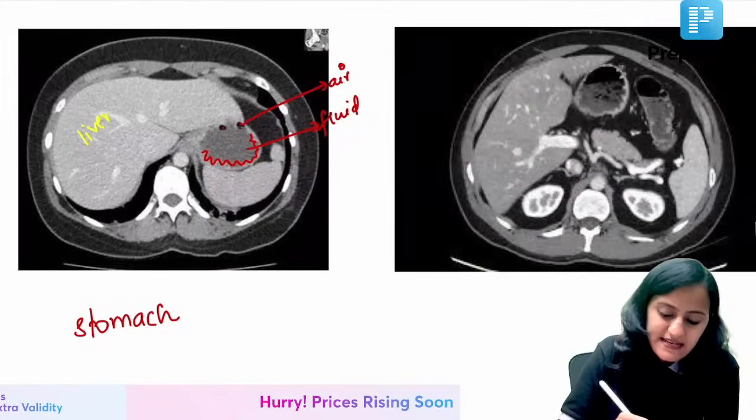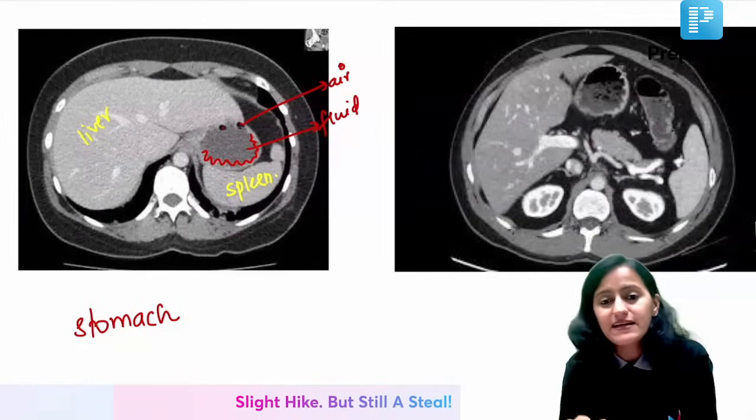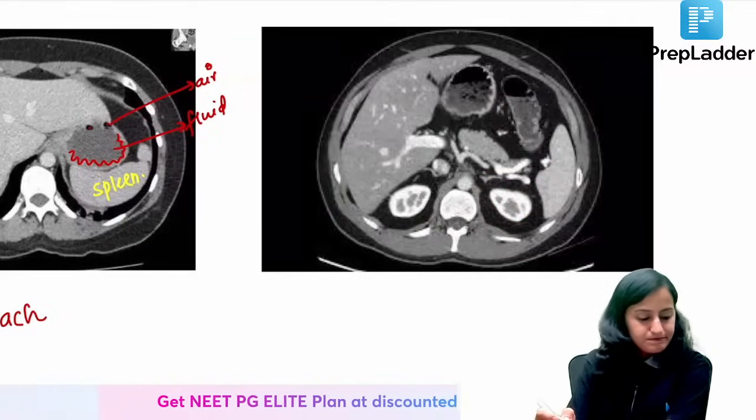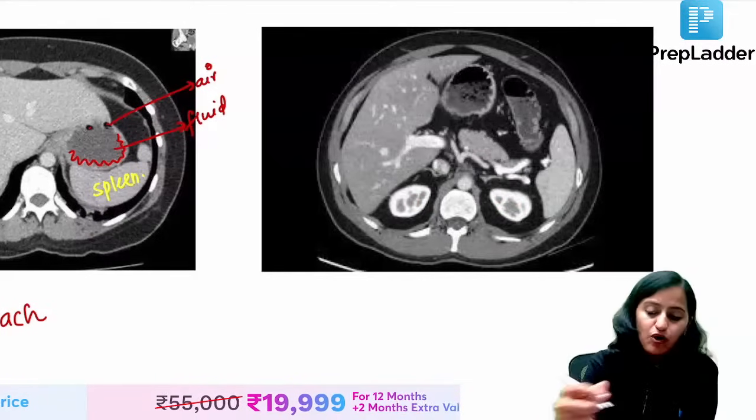This one on the right side is the liver. This one on the left side is spleen. Okay, that is spleen. Can you tell me what is this structure here? Is it the spleen here? No, because you can see it is a bilaterally symmetrical organ, right?